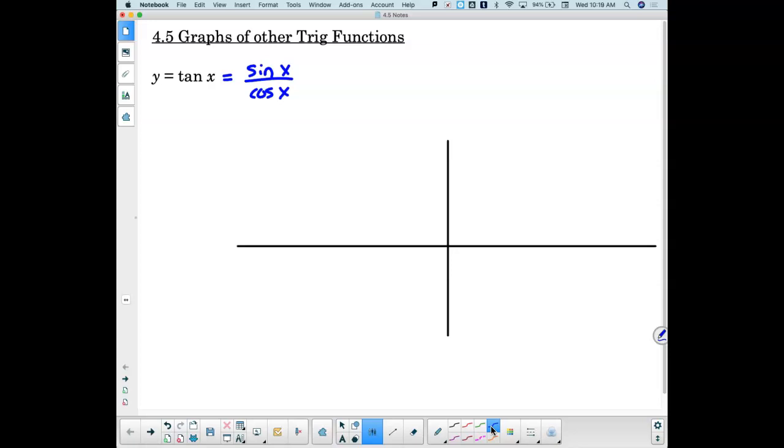So, when we were graphing sines and cosines back before semester break, we said that their domain was all real numbers because we could put any angle into sine, any angle into cosine, and it would work out. Is that the case with tangent? Can I put any angle into tangent and get an answer?